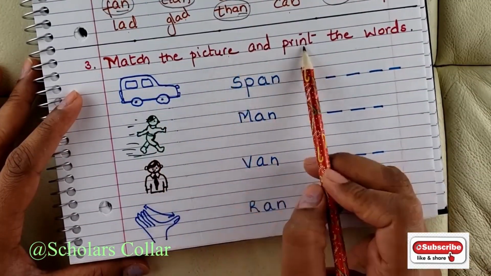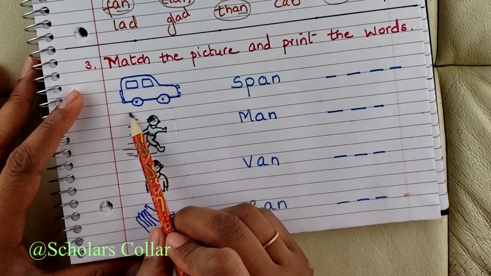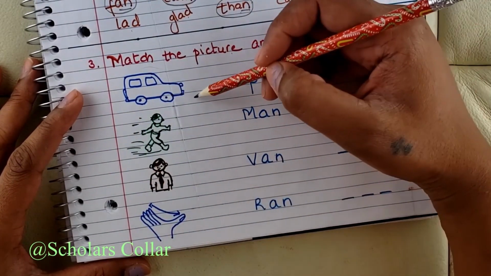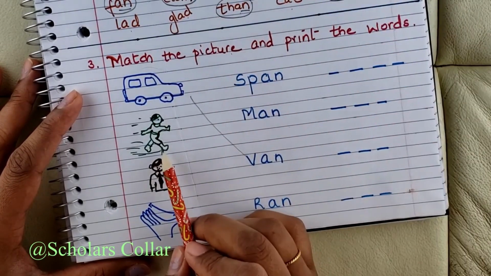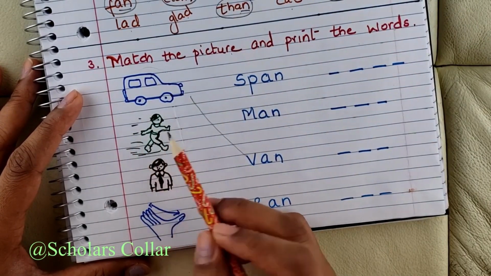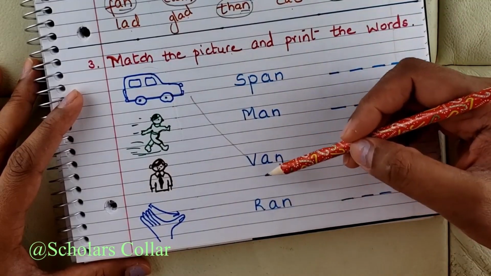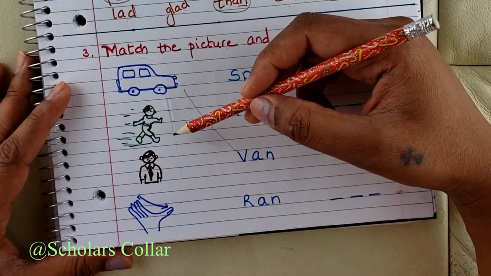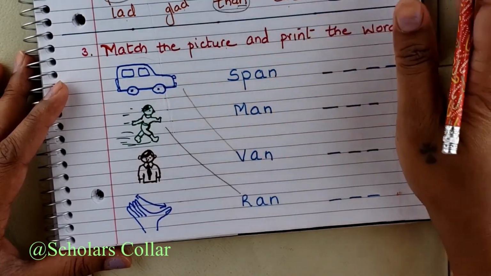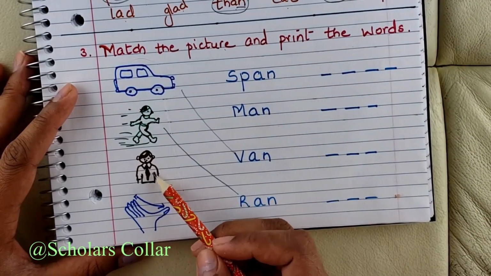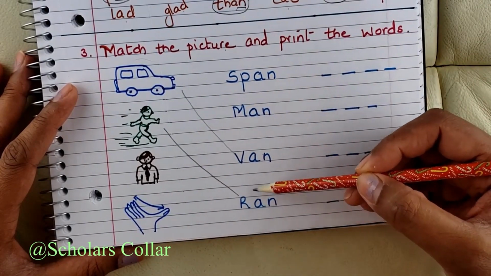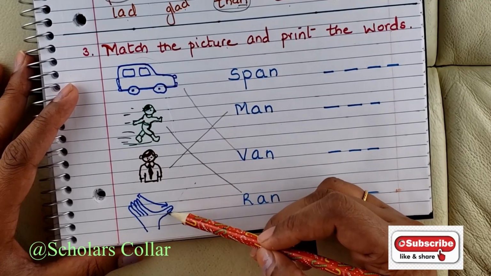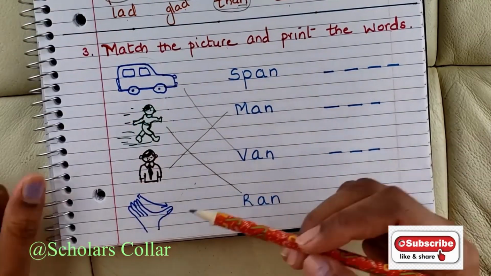Next is match the picture and print the words. So here we have a van, right? So you're gonna look for a van. Here it is. So v, an, van. Here this person is running. He ran. So you look for r, r, r, r, an, ran. Match that. This is a man. So we're looking for mm, an, man. Next is a handspan, and you're gonna match that to sp, an, span.